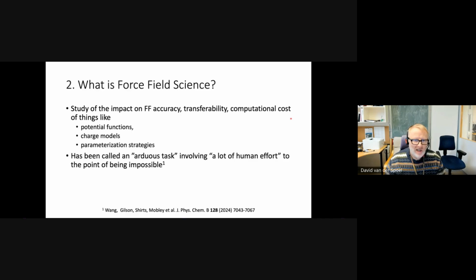But interestingly, while they define this term of force field science, they also describe it as an arduous task involving a lot of human efforts to the point of being impossible. And they call it a nearly unexplored branch of computational chemistry. So that was very nice for them to make such descriptions, because then it shows that we can actually contribute something.